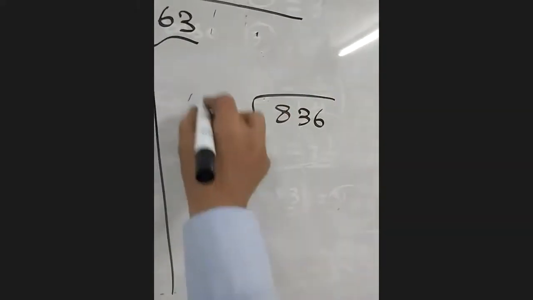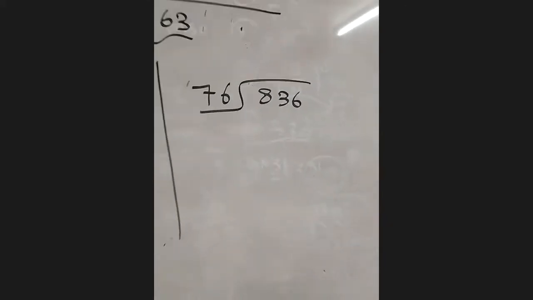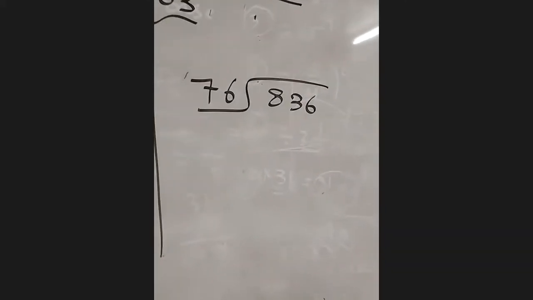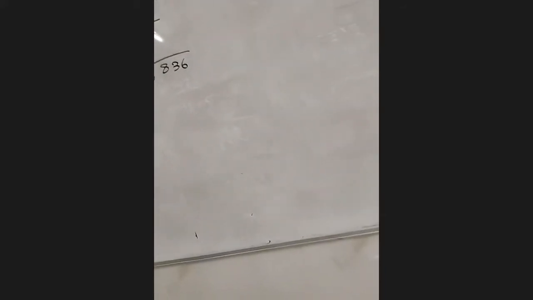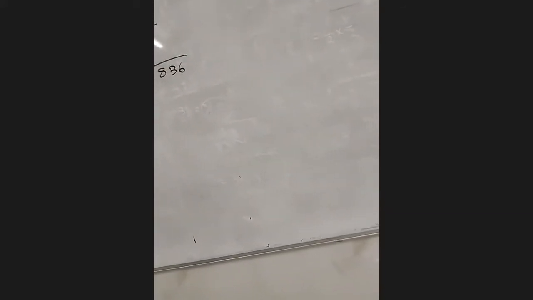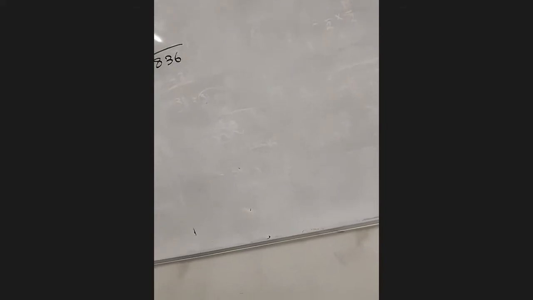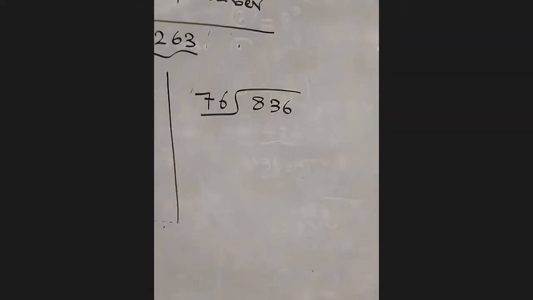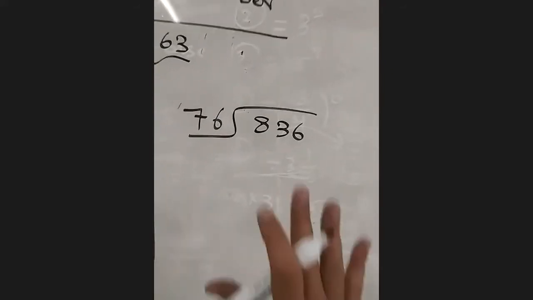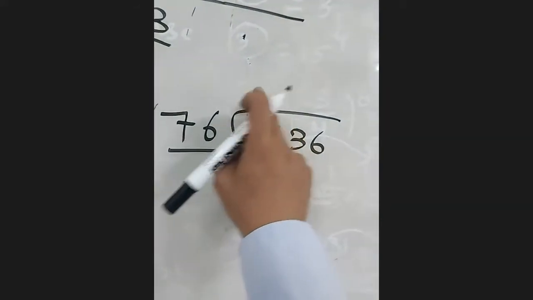836 divided by 76. Okay, now look here, guys. Let's do the estimation first to check or to guess the first number here.